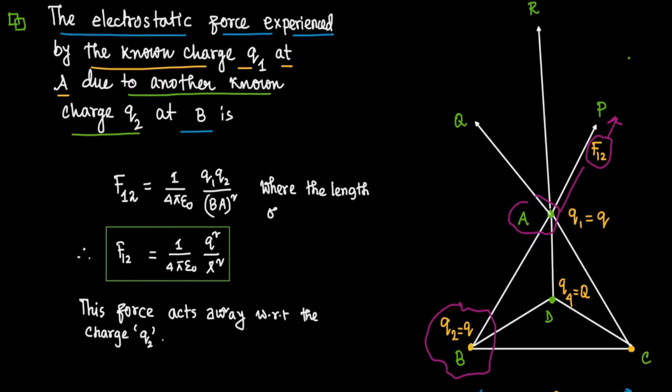Here the length of each side of the equilateral triangle is L, small l, and BA equal L.